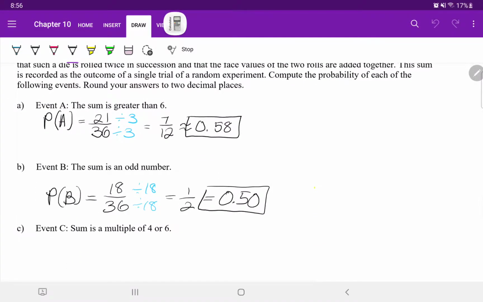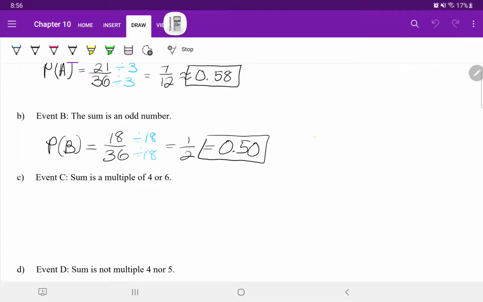Now, event C and event D get more complicated. Event C wants us to find the sum is a multiple of 4 or 6. So the probability of C is a multiple of 4 or 6. Let's list out the multiples of 4 and 6. Now remember, the highest sum when we roll 2 fair dice or 1 fair die twice is going to be 12. So our sum cannot exceed 12.